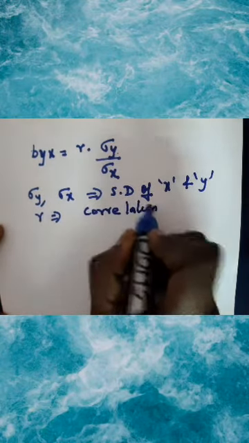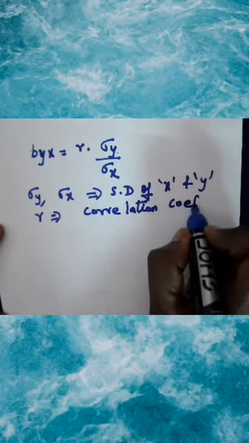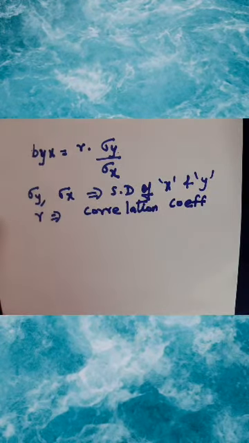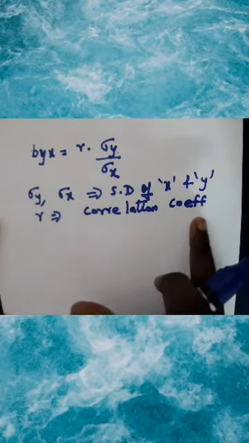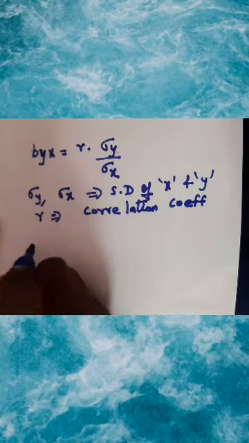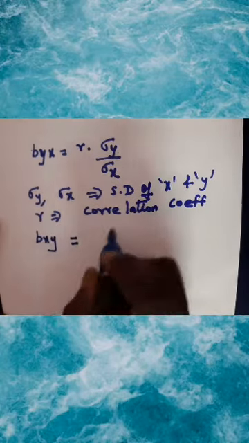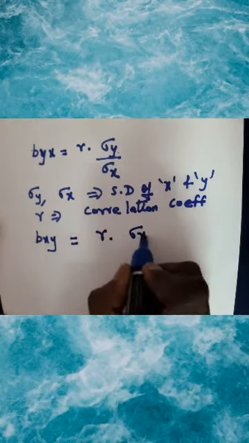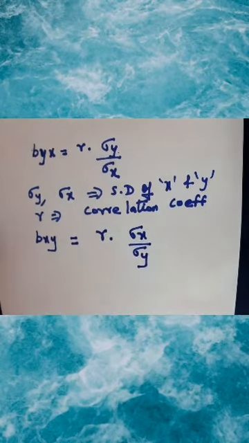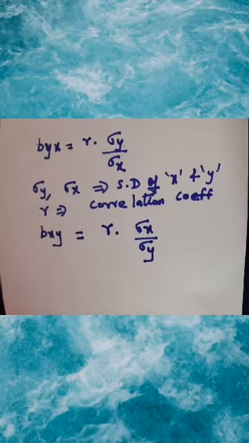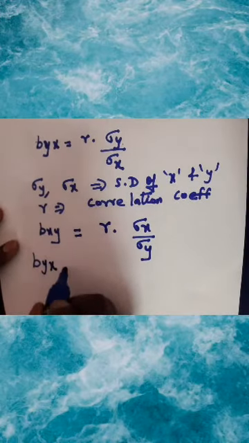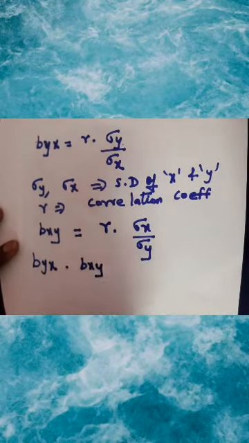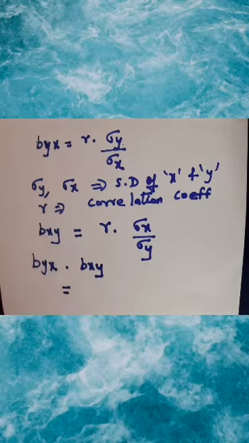In the previous videos we discussed Karl Pearson's correlation coefficient and Spearman's rank correlation. There we used r. r is your correlation coefficient. Similarly, there is another formula for bxy, which is equal to r times sigma x divided by sigma y. Now we are going to multiply these two regression coefficients, that is byx times bxy.